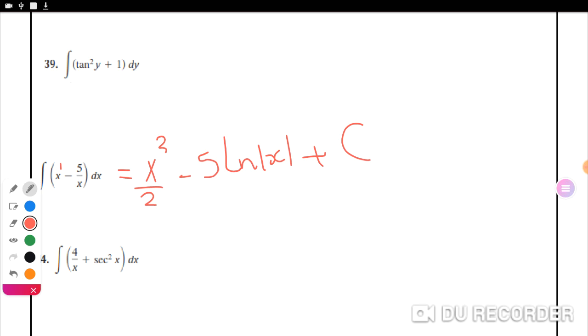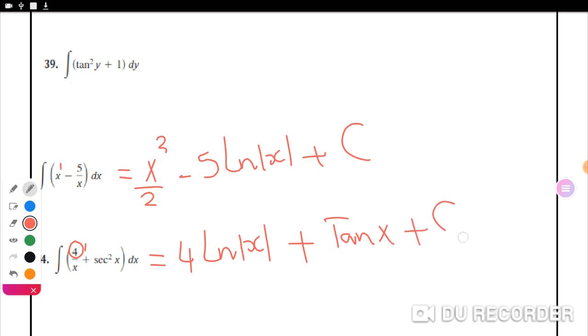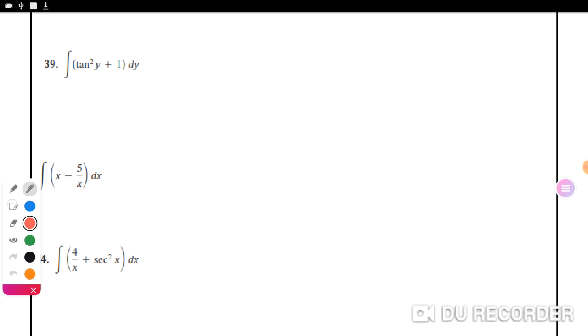Here for the last one, how to integrate this one? It will be the number 4 multiply 1 over x, its integration is ln absolute x. Just apply the rule. Plus, what is the integration of secant square x? It will be tan x plus the constant of integration. I just apply the rule. If you don't study the rule, okay, but keep it with you during the exam.